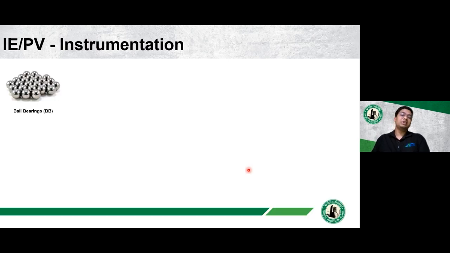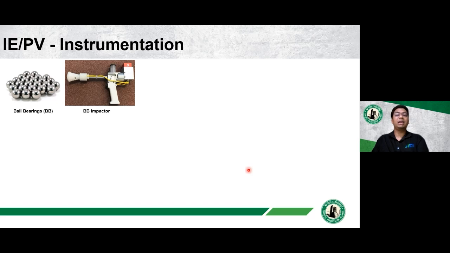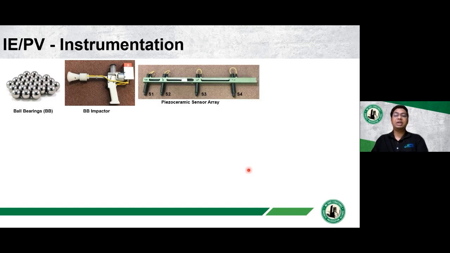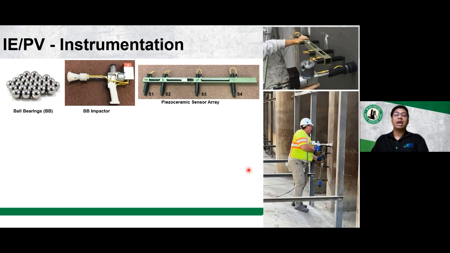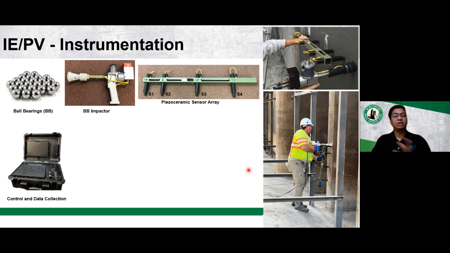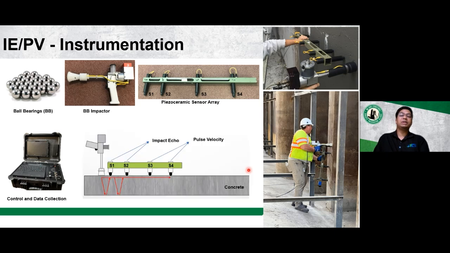In terms of the instrumentation for these techniques, both techniques have the same setup where we often use steel ball bearings and a pneumatic ball bearing impactor as the energy source. And once the stress signal or acoustic signal is sent into the concrete using an impactor, a piezoceramic sensor array is placed right next to the impactor and is used to probe the response of the structure by detecting the waves traveling through the concrete, which is then processed by the data collection unit, and the data displayed is then analyzed by a technician.